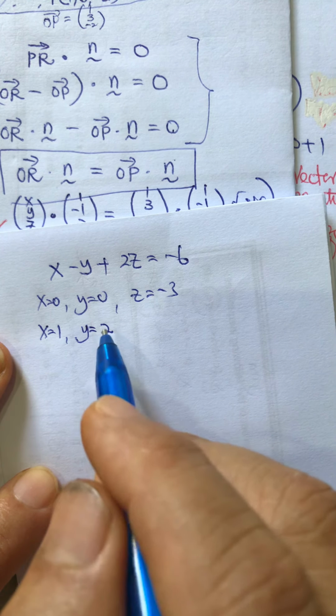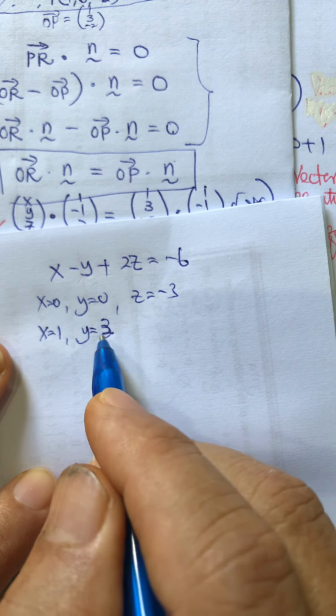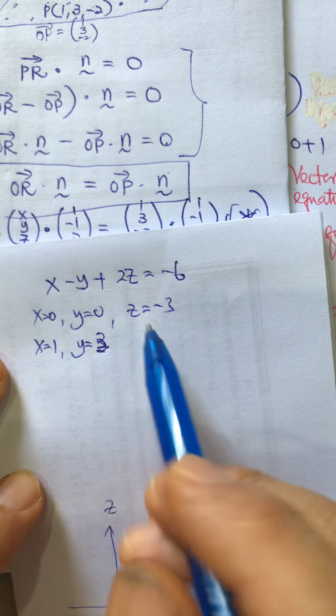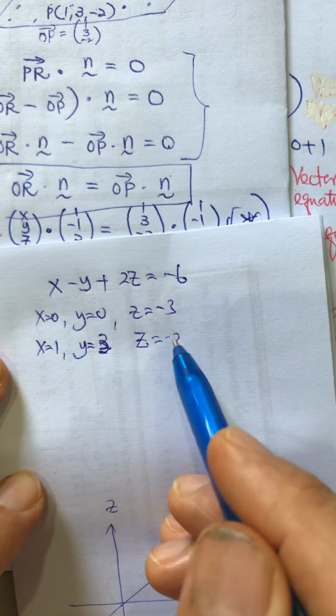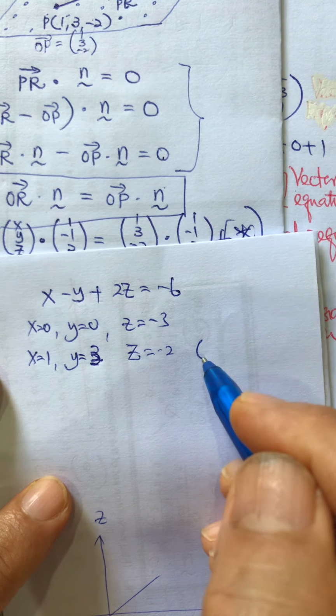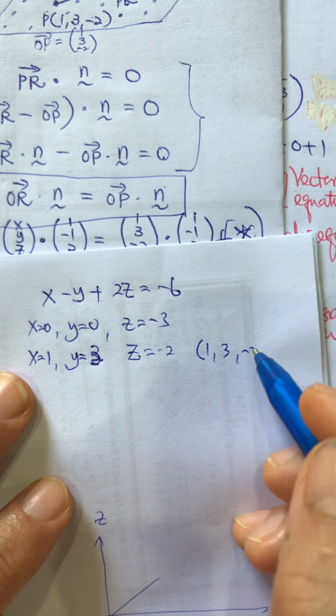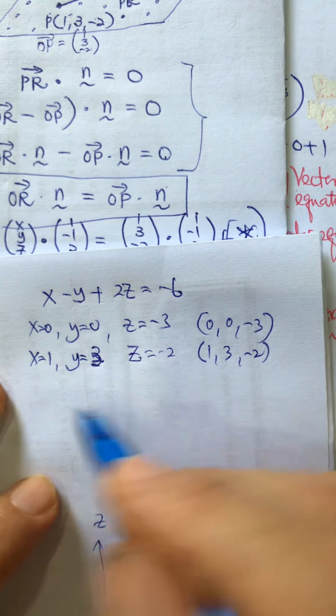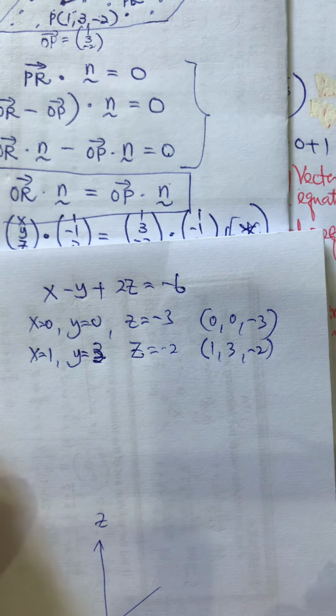And then, okay, I put 3 back easier, so that we don't have... So this is -2, -4, that means the z will be -2. That means the plane will pass through the point 1, 3, -2. It passes through the point 0, 0, -3. So this plane passes through many points, okay?